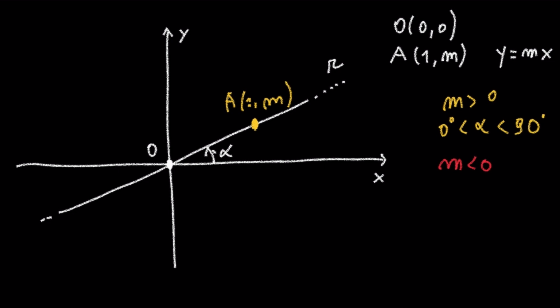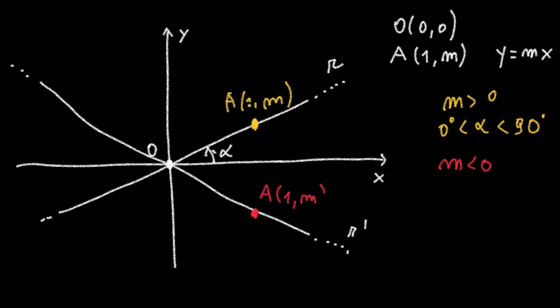In order to do this, let's draw a second line through the origin. Let's call the line R prime. In this case, A will lie on this line, and it is in the fourth quadrant, as you can see. And the line R prime passes through the second and fourth quadrants. And in this case, alpha is between 90 and 180 degrees.